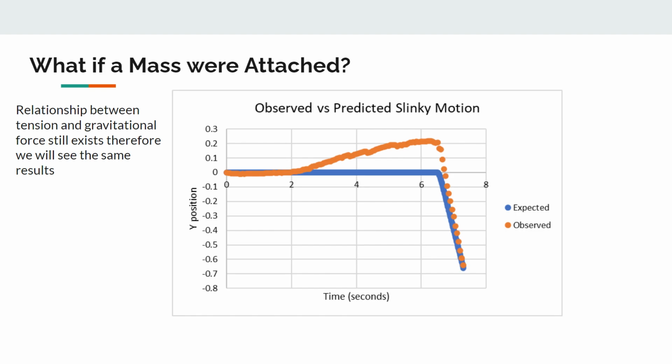So what happens if we attach a mass to the bottom? That doesn't affect the relationship between the tension and the gravitational force, meaning they're still equal to each other, so we're going to see the same exact thing, except that our force, whenever it starts to go down, will be greater because it has a higher mass.